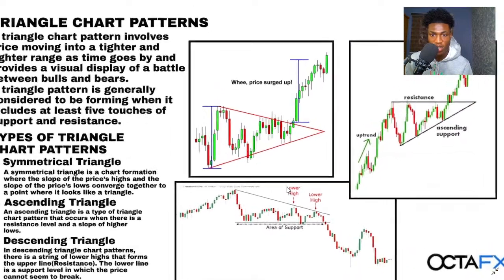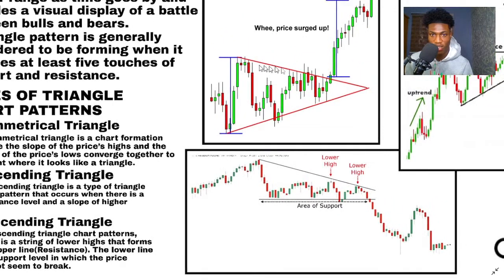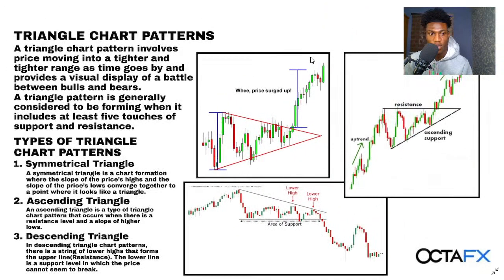And the descending triangle is quite the opposite, slope of lower highs with an area of support, and it's moving downwards. The symmetrical triangle is not like there is no straight resistance or support. It's just like if this were to be a battle between the buyers and the sellers, then it would be a draw. Neither the buyers or the sellers are pushing the price far enough to make a clear trend. But what normally happens after a triangle chart pattern is there is always a breakout.